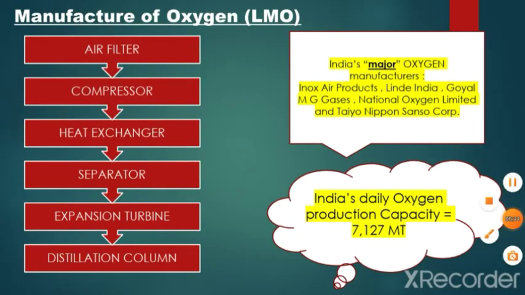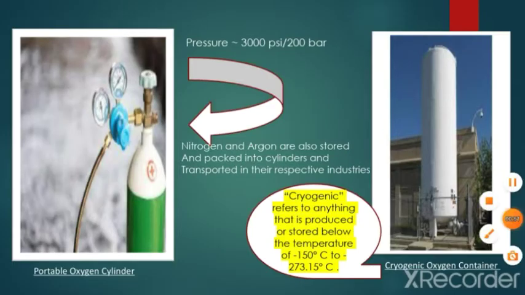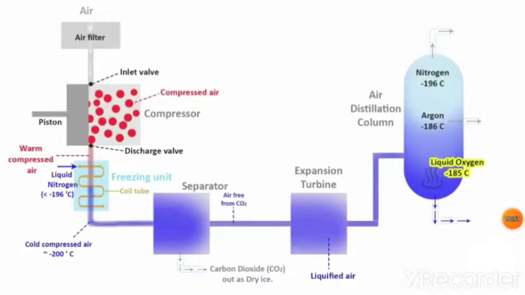Basically, it involves several processes before the liquefied air moves into the distillation column for its separation into its respective components like nitrogen, oxygen, and argon. So how is it liquefied, how does everything occur? Let us try and understand with the help of this easy flow sheet. This is the flow sheet which will make you easily understand the manufacture of oxygen.